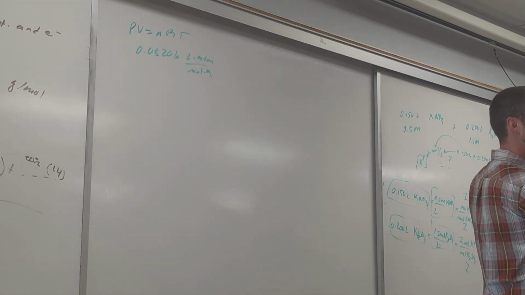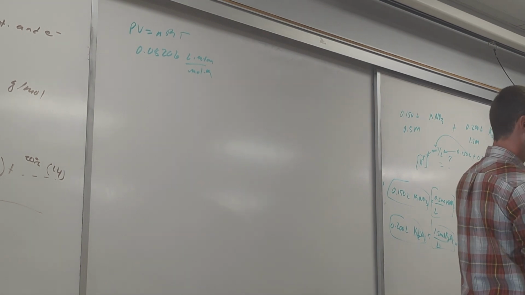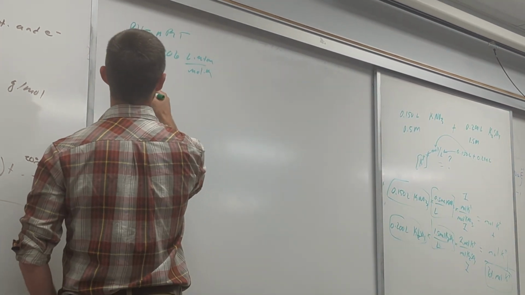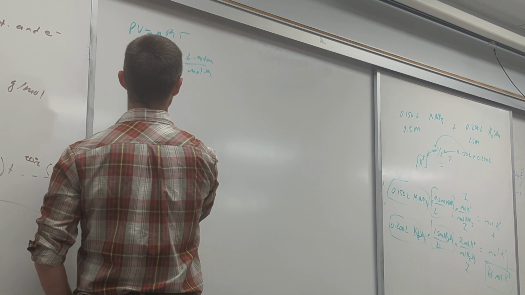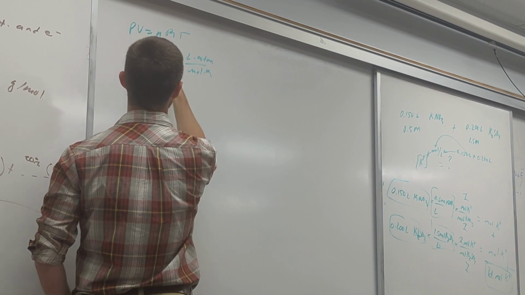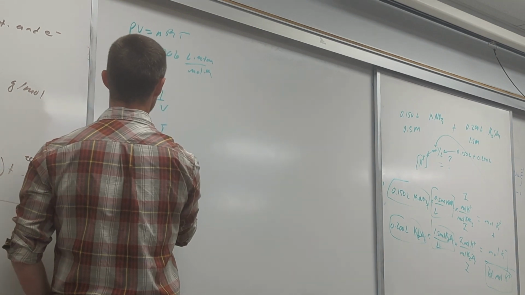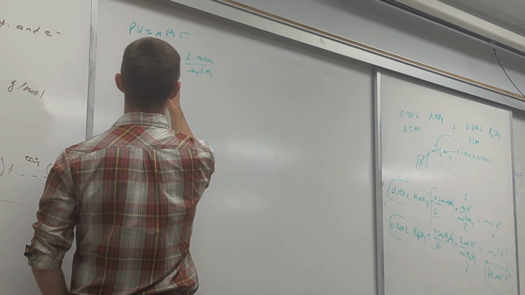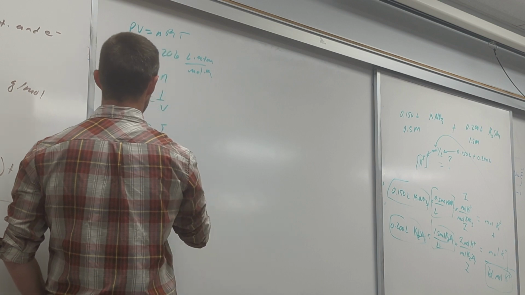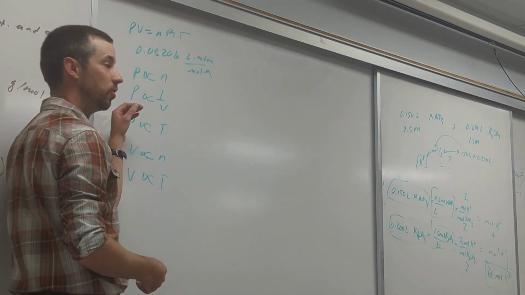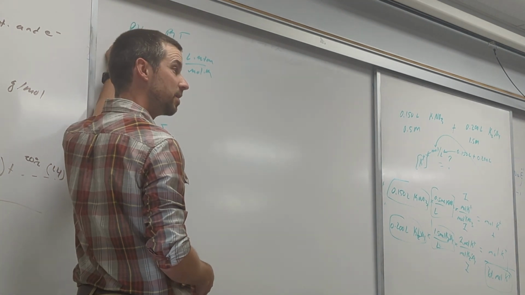R is 0.08206. They give you R. Liters times atmosphere divided by moles times kelvin. Alright, it's in my calculator. P is inversely proportional to V. P is directly proportional to T. That's what this equation is saying. V is directly proportional to N. P is directly proportional to N. V is directly proportional to T, right? You're not going to have to remember those, that's what this is saying.